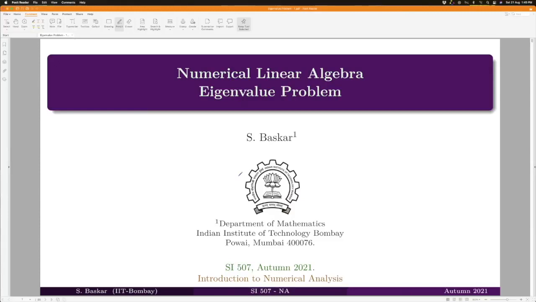Well, students, in the third chapter on numerical linear algebra, so far we have covered linear systems, and now we will pass on to eigenvalue problems, where we will try to devise a method called the power method to compute the dominant eigenvalue of a given matrix.